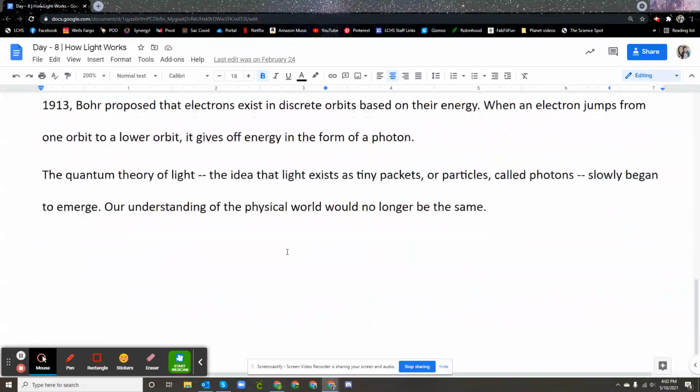photon. The quantum theory of light, the idea that light exists as tiny packets or particles called photons, slowly began to emerge. Our understanding of the physical world would no longer be the same.